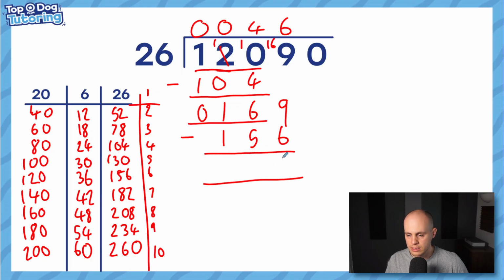9 take away 6 is 3. 6 take away 5 is 1. Cool, we've got 13 left over. So again, you could put it there, or you could just simply pull down the 0.